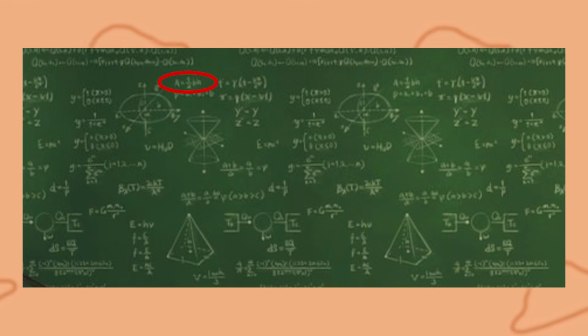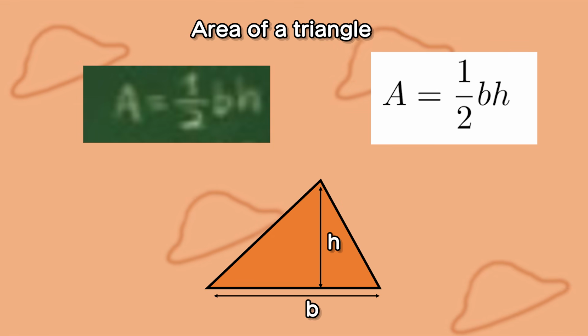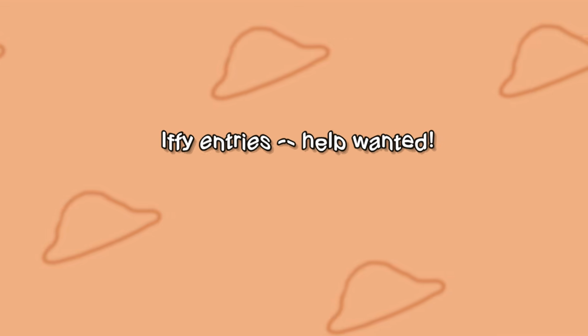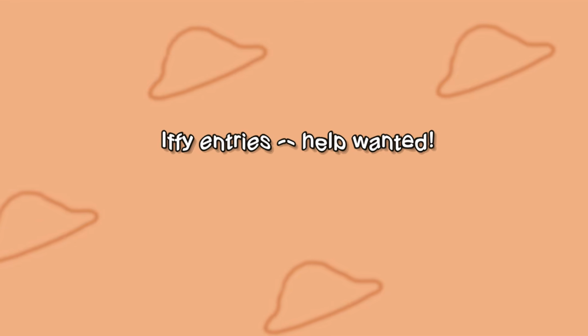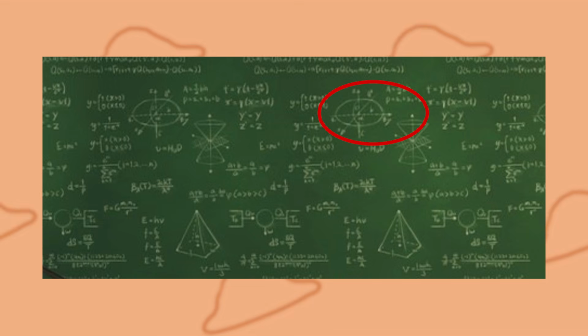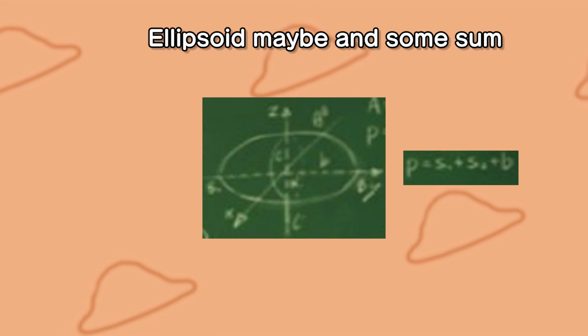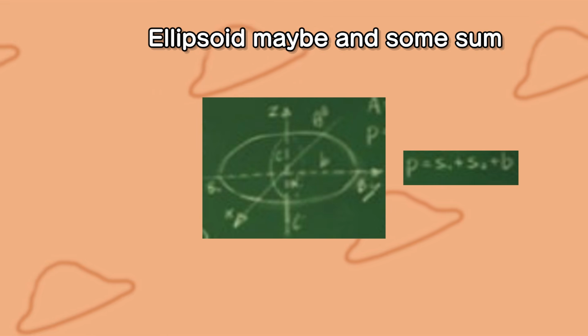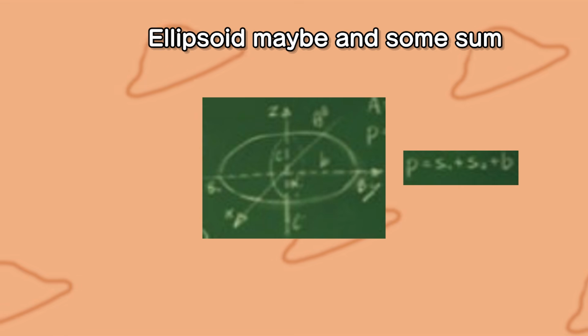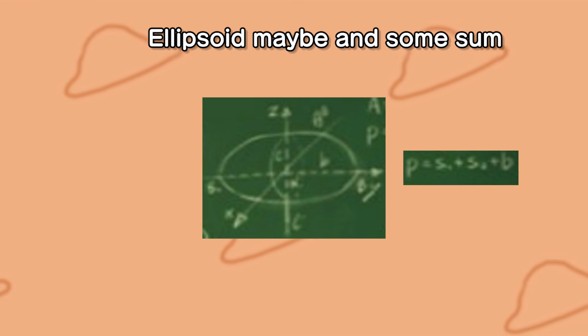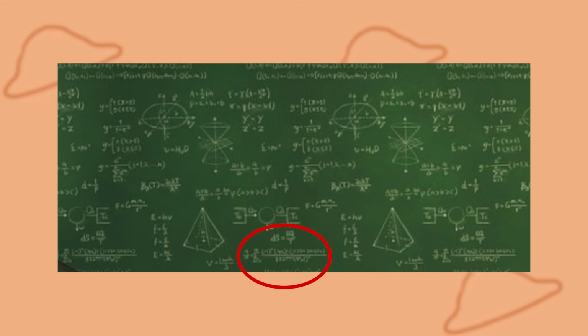This little equation here calculates the area of a triangle with base length b and a height h. The last two remaining entries I'm a bit iffy on, so I would appreciate any ideas you guys have. Here is an ellipsoid, basically an egg shape. The equation on the side is summing the semi-axis of ellipsoid, I think. Why is this quantity significant? I do not know.